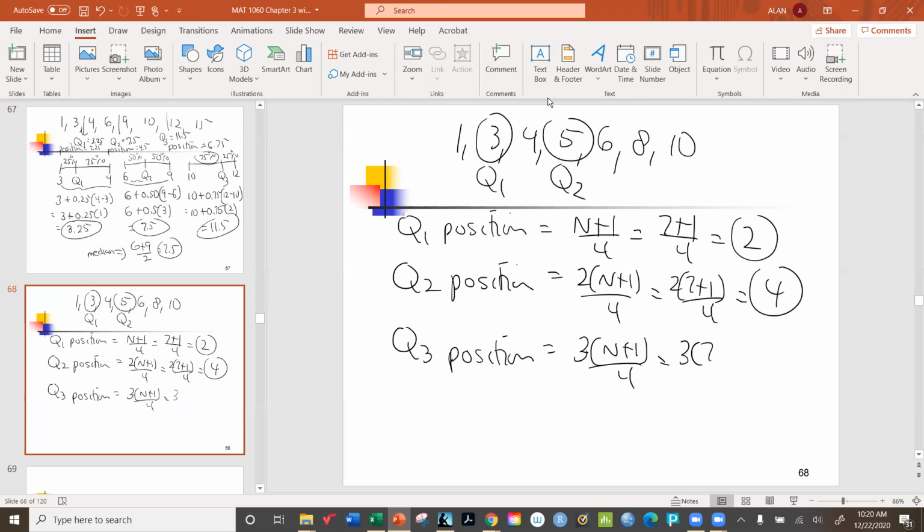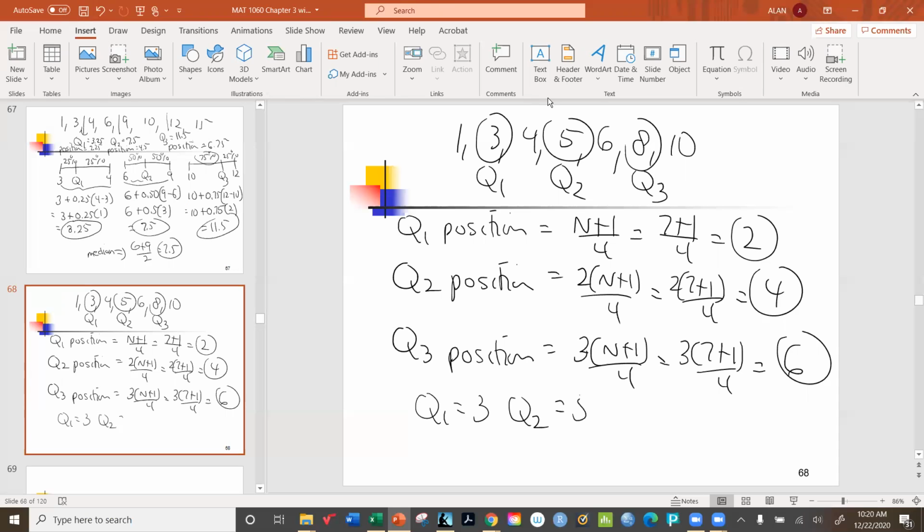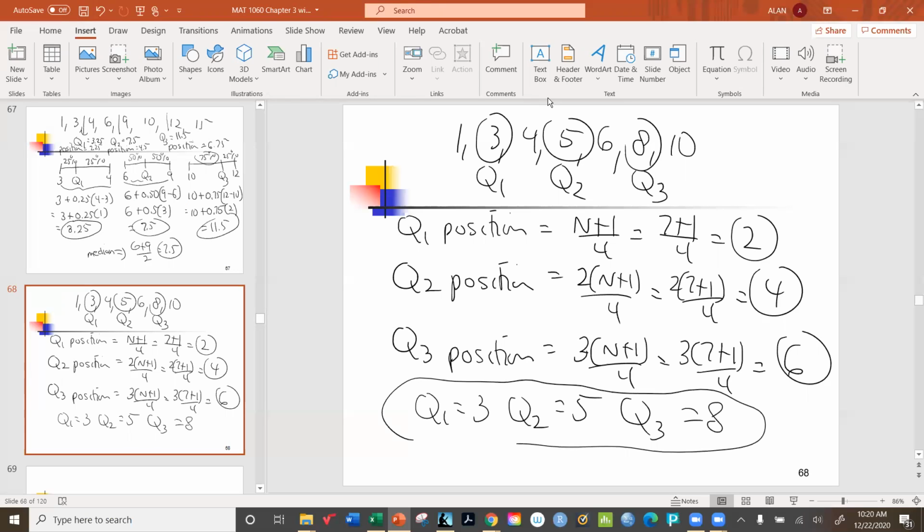All right, so you plug these in. And, okay, so in other words, the Q1 position is 2, but the actual value of Q1 is 3. Q2's position is 4, which means that Q2 is equal to 5. And Q3 is positioned as 6, which means that its actual value is 8. So I'll just summarize that here. Q1 is 3, Q2 is 5, and Q3 is 8. All right, so in that case, you got lucky.